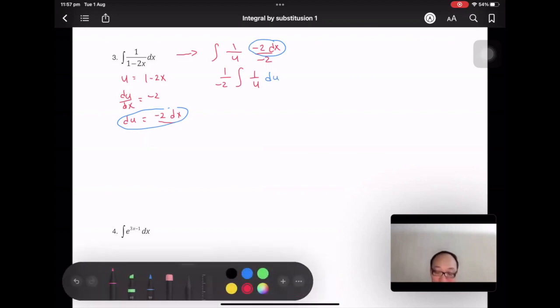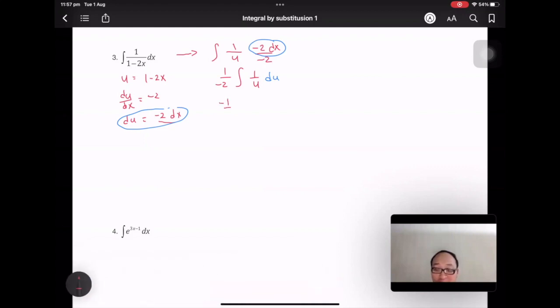So I can integrate it. So -1/2. The integral of 1/u is ln u. We give the absolute sign, plus c. So it's -1/2 ln, replace back, absolute value of 1 minus 2x, plus c. So this is the final answer.